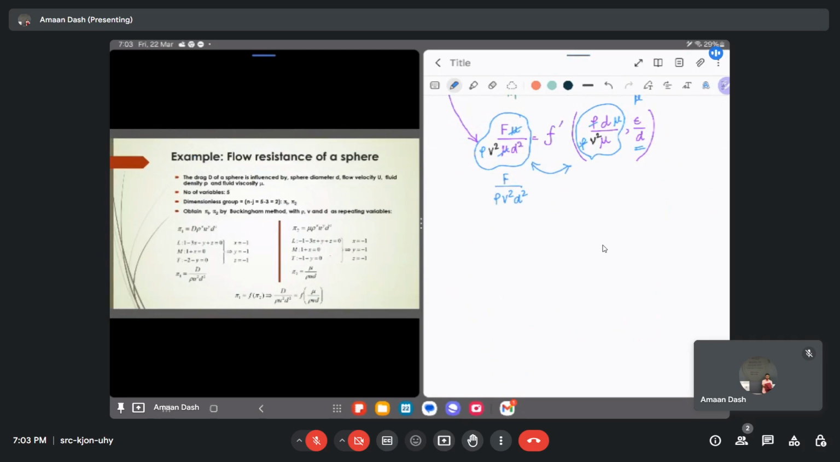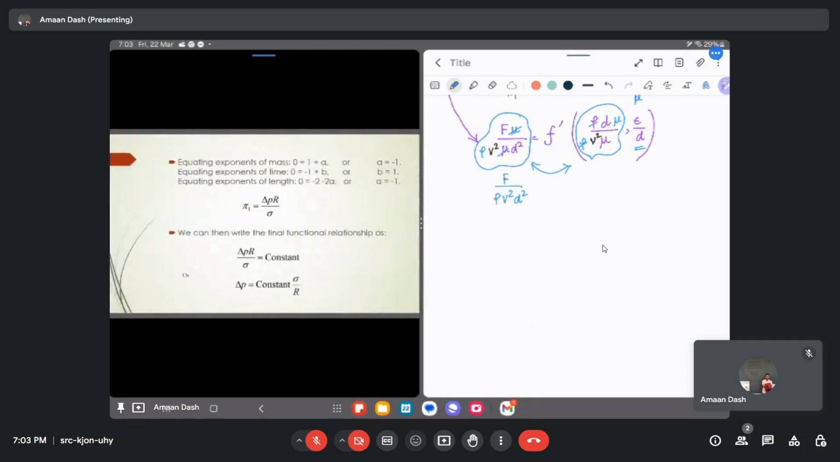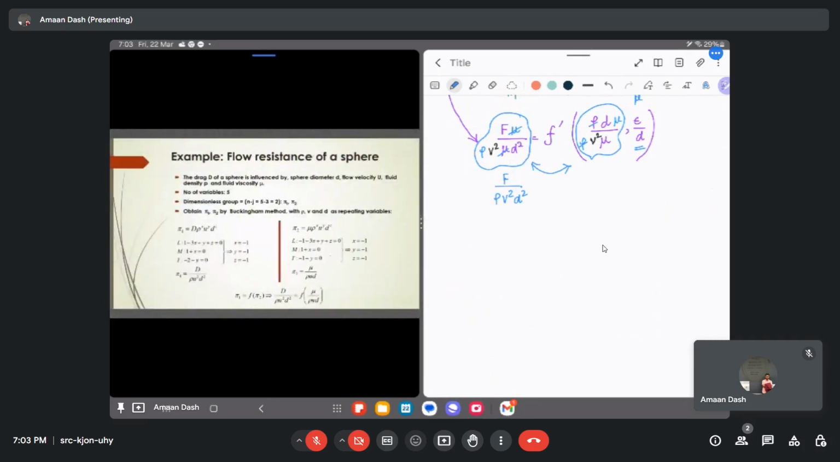So let us try to solve one question. Flow resistance of a sphere. The drag d of a sphere is influenced by the sphere diameter. So let us write, the drag d is influenced by sphere diameter d. So drag is nothing but the force. So I'm writing drag is influenced by sphere diameter d, flow velocity u, fluid density rho, and fluid viscosity mu.